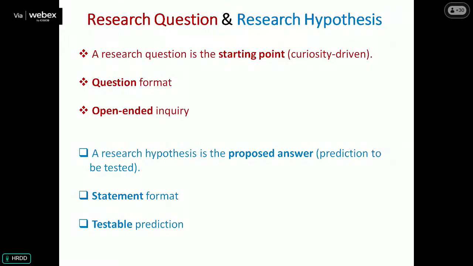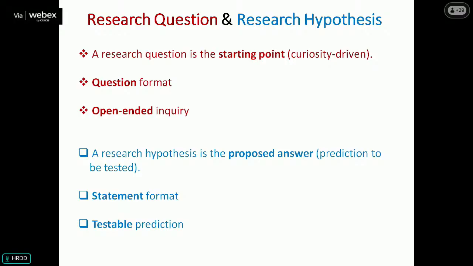Then we discussed the difference between a research hypothesis and a research question. The research question is a starting point. If you do not have a research question in mind, we will not be able to propose a hypothesis even. So first we should have a research question, and then if we state it in a proposed answer type, in a statement way, it is called a research hypothesis. Basically, a research question is in question format, whilst the research hypothesis is in statement format.